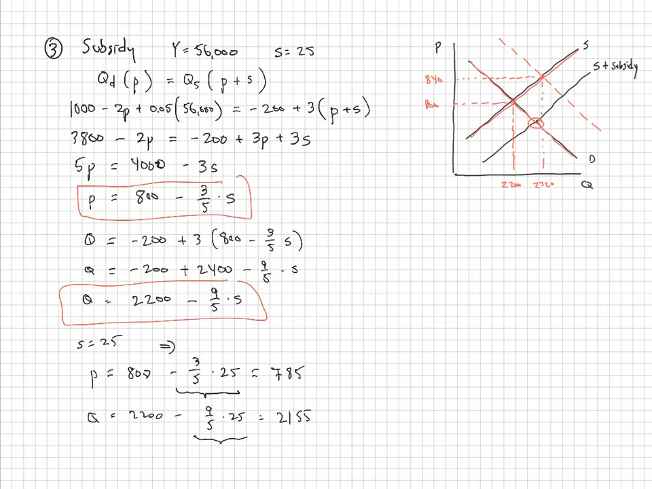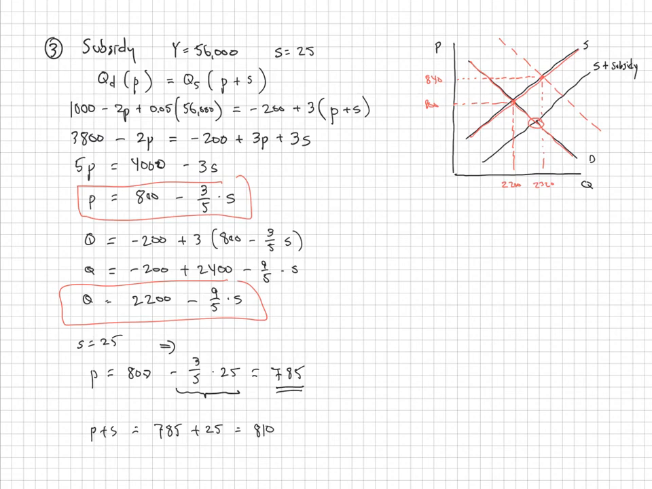Oh no, here I made a mistake. Do you see what mistake I made here? All right, so I'm going to erase. I plugged in this market price, 785, into our supply function, but suppliers, producers, don't face the market price. What they face is P plus S, right? So they actually get 785 plus the subsidy, which is 25, and therefore they actually get 810.